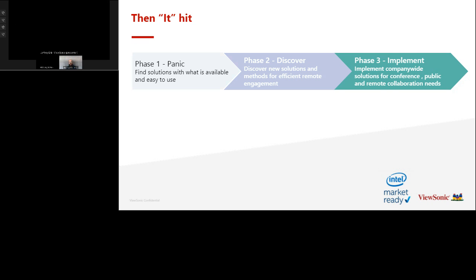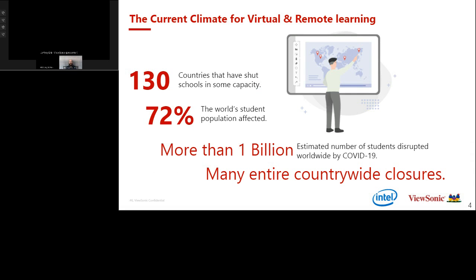Absolutely. Thank you, Jeff. So the world that we live in is a hybrid world. When we talk about virtual and remote learning as well as in office, just some basic numbers that increasingly, unfortunately, continue to grow: over 130 countries have shut schools due to some capacity. 72% of the world's student population has been affected so far, and obviously more than 1 billion is the estimated number of students disrupted in worldwide learning.